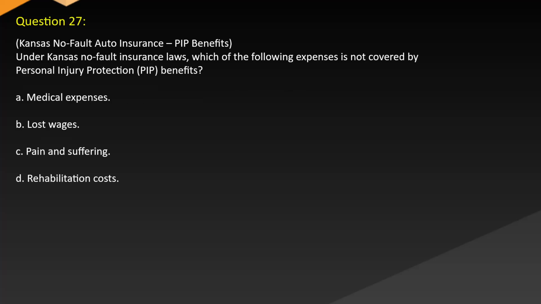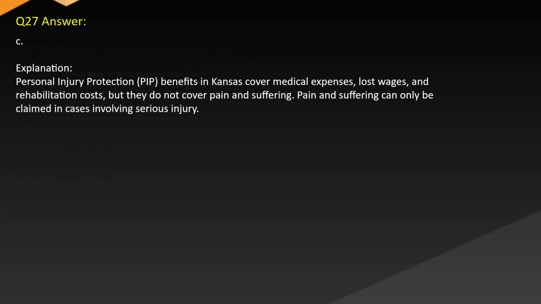Question 27. Kansas No-Fault Auto Insurance. PIP benefits under Kansas no-fault insurance laws. Which of the following expenses is not covered by personal injury protection, PIP benefits? A. Medical expenses. B. Lost wages. C. Pain and suffering. D. Rehabilitation costs. Answer C. Explanation. Personal injury protection, PIP benefits in Kansas cover medical expenses, lost wages, and rehabilitation costs, but they do not cover pain and suffering. Pain and suffering can only be claimed in cases involving serious injury.